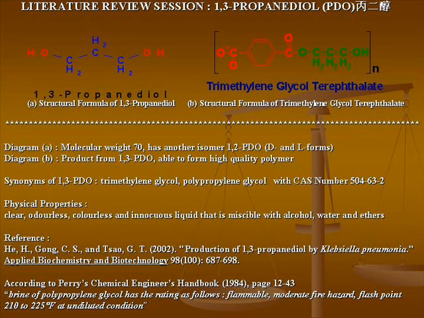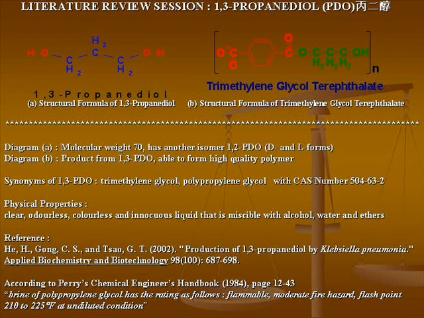1,3-propanediol, PDO, has the structural formula shown in diagram A. The isomer 1,2-propanediol differs in the position of the OH. 1,2-PDO can be further classified into D and L forms with a similar molecular weight of 70. Diagram B shows that the product of 1,3-PDO is able to form a high-quality polymer.